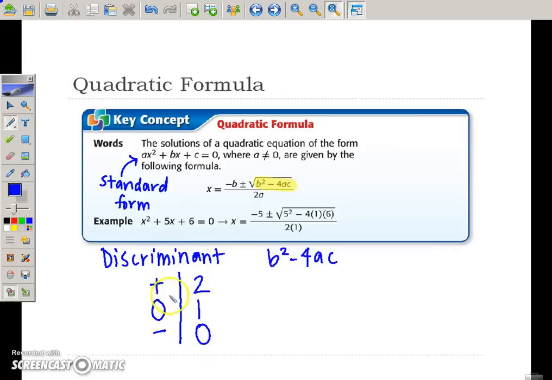We can be a little more specific. If we get a positive, we know we're going to have two solutions, but we can decide if they're going to be rational or irrational. Rational numbers are nice numbers that can be written as a fraction. We can't write pi as a fraction. It's a never-ending decimal. If we plug something in and it's a perfect square, like 4, 16, or 36, we know it's going to be rational because we can simplify and write it as a fraction.